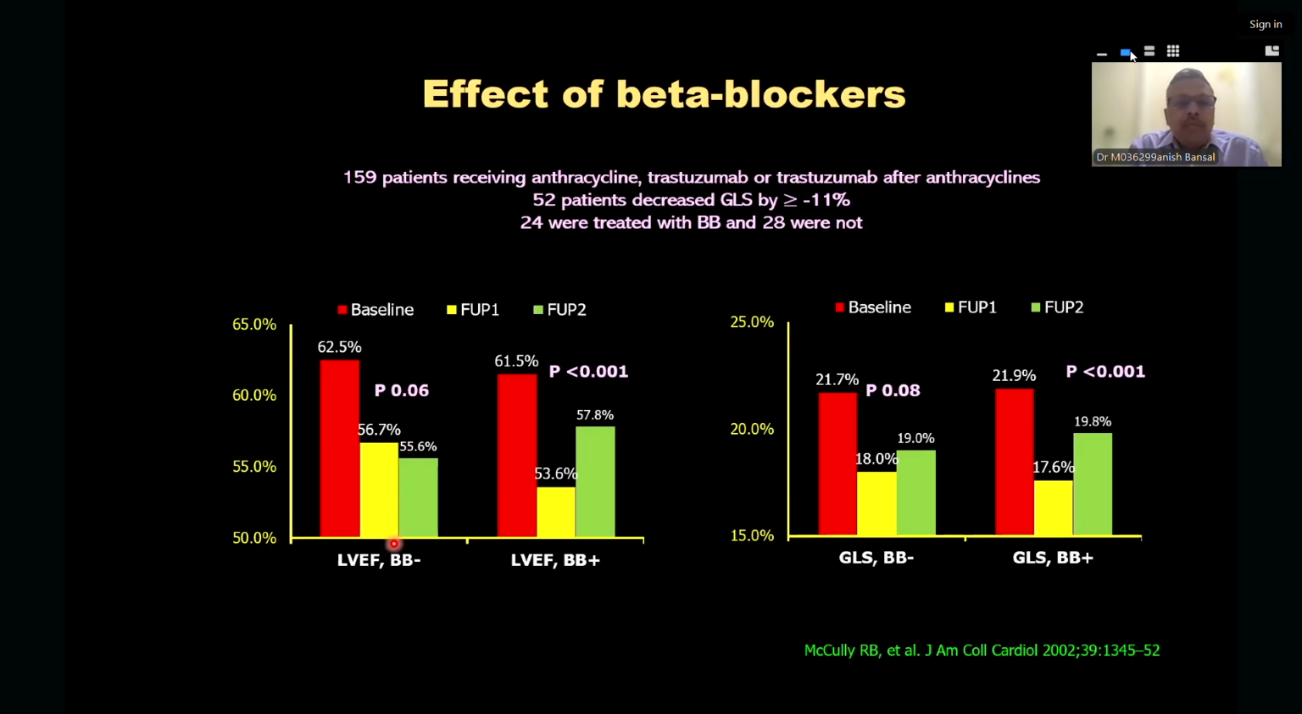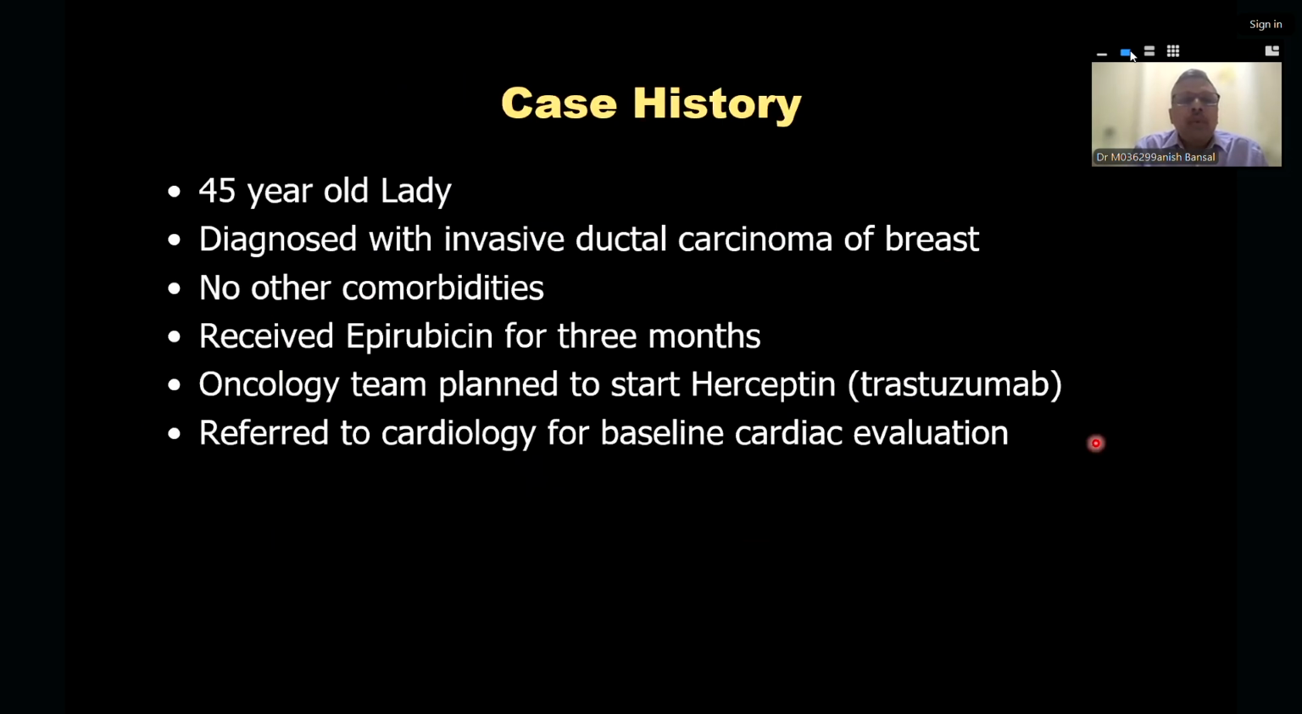But patients who were being treated with beta blockers had an improvement in EF as the duration progressed. But patients who were not being treated with beta blockers had a continued fall in EF. Same was seen with GLS also. Patients who were treated with beta blockers had a significant rise in GLS after the initial drop. So I'll give an example here.